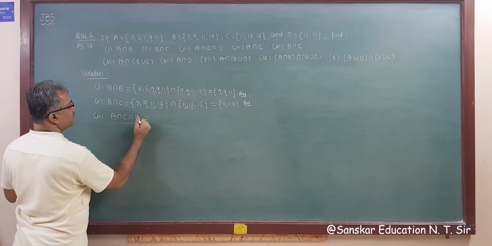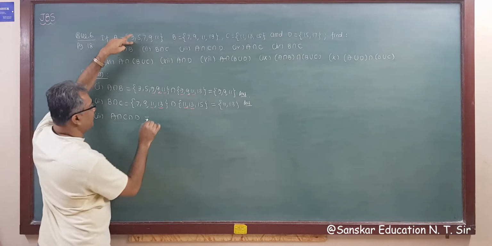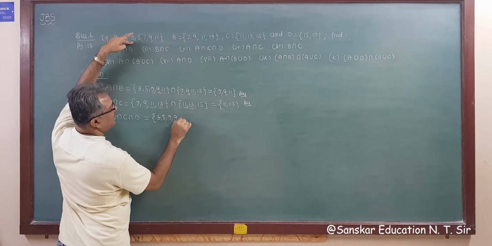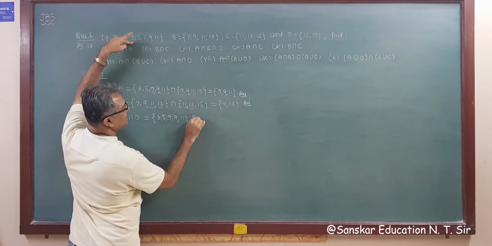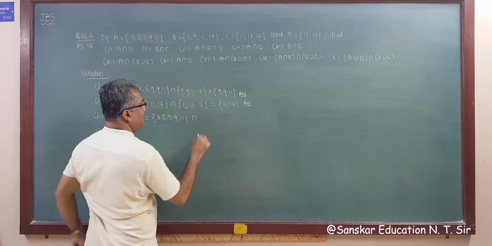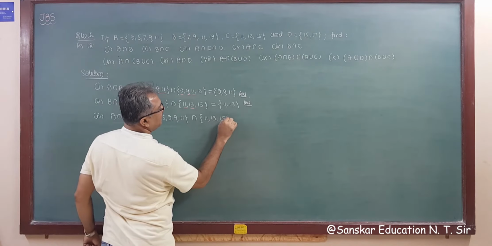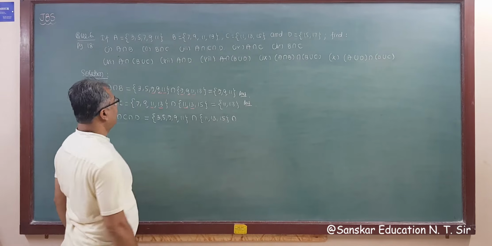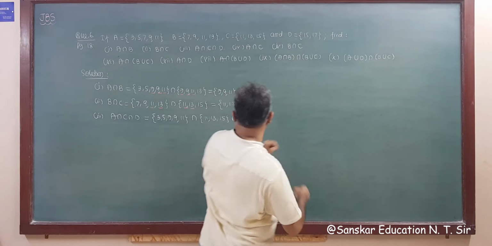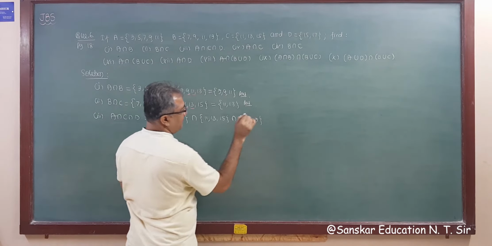So directly, first set A. A is 3, 5, 7, 9, 11. Intersection C. C is 11, 13, 15, and intersection D. D is 15 and 17, right?